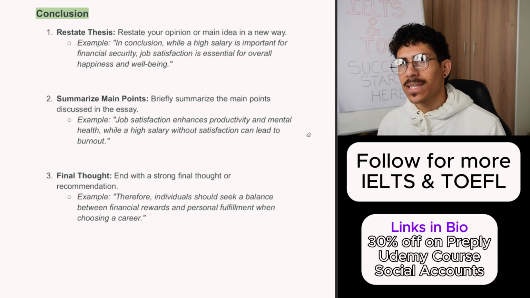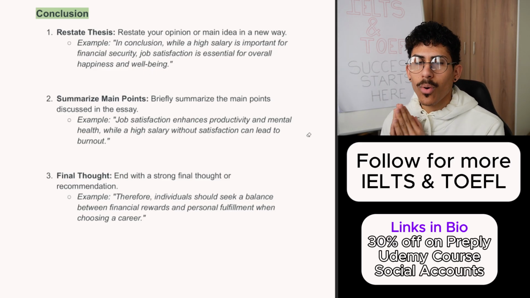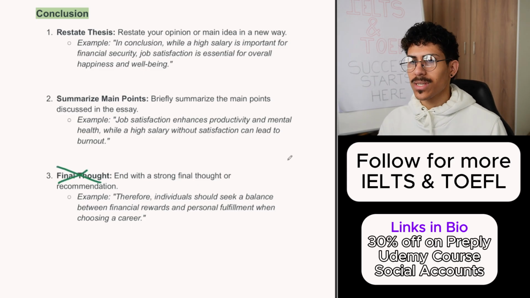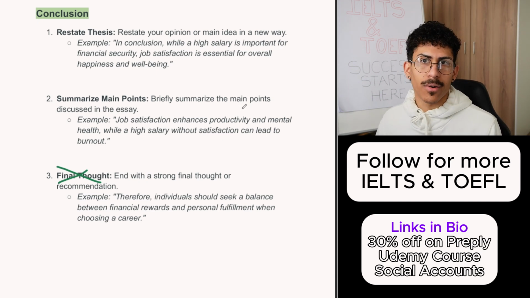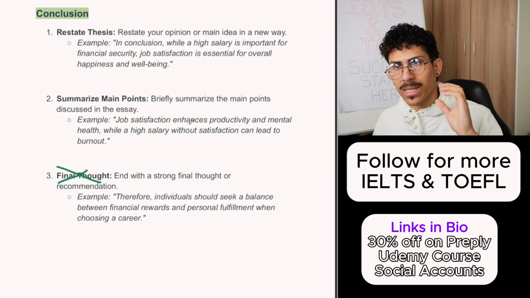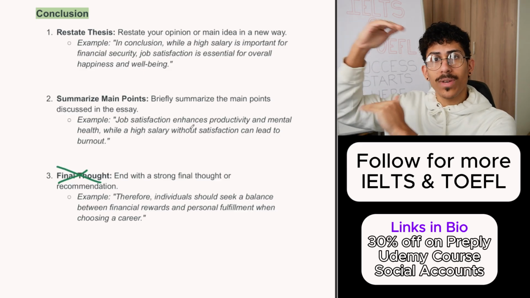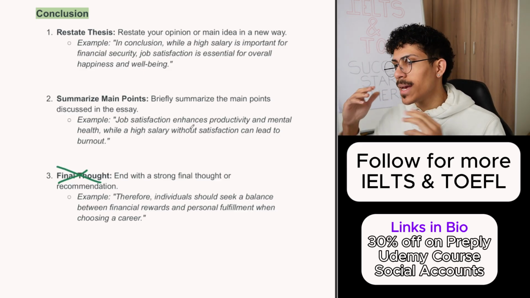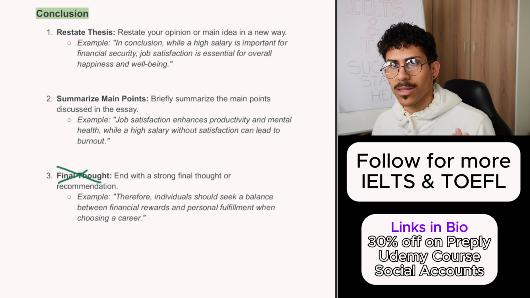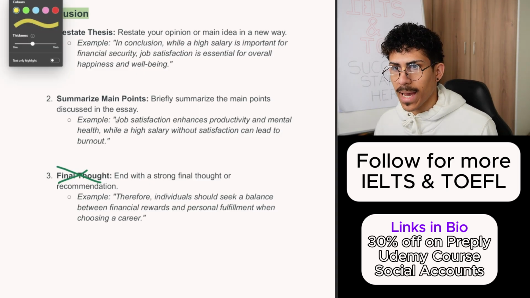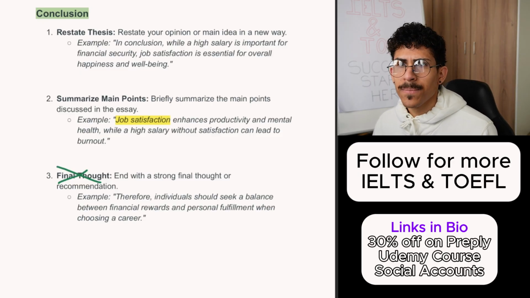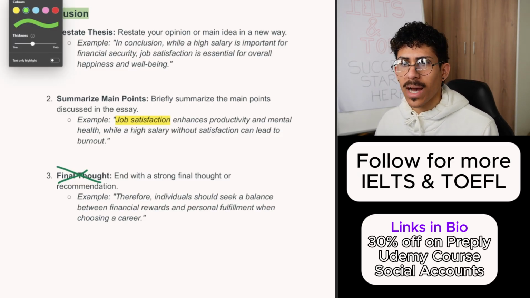Here we have 3 sentences, but you can skip or leave out the last final thought if you don't have time. That is just ending it off with a nice thought, just so you don't finish your essay with talking about the points of your whole essay. Because this summarizing of the main points is where you mention again the 2 reasons, the 2 main points that you had in your body paragraphs, right? The job satisfaction, which we had, the benefits, and why it should be prioritized over a high salary.